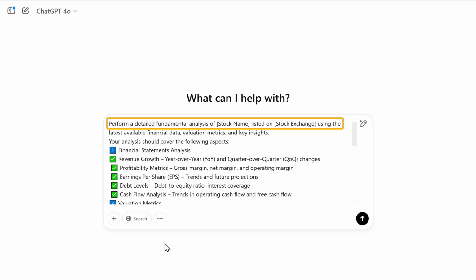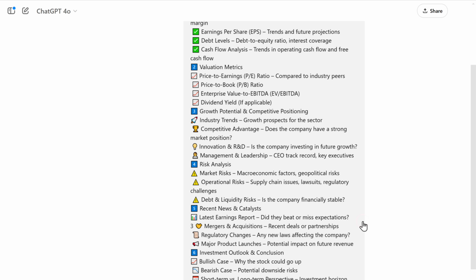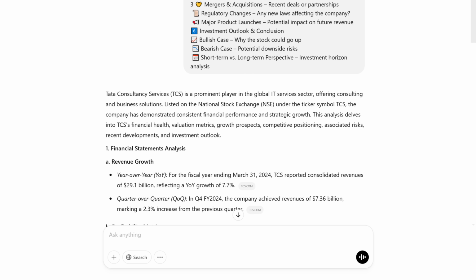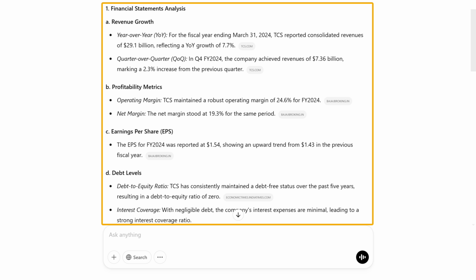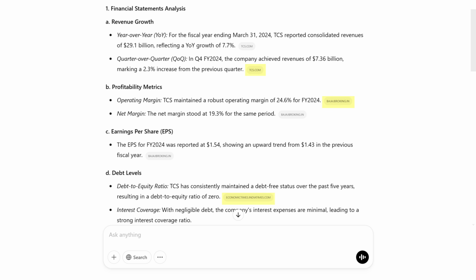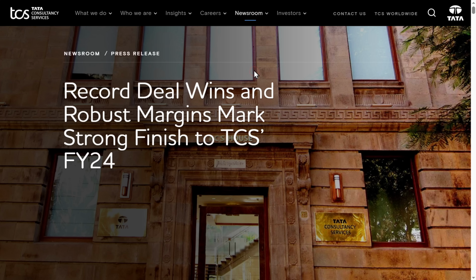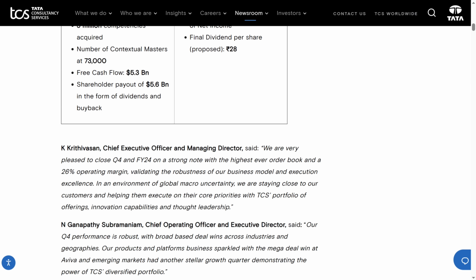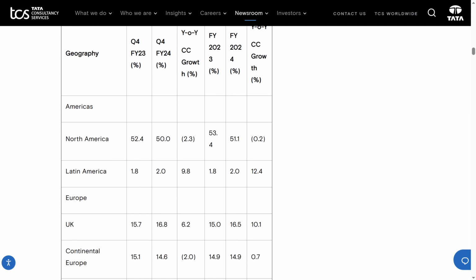Now in the first line of the prompt, you have to mention the name of the stock for which you want to do the analysis. I'll enter TCS and here mention the stock exchange. I'll just type National Stock Exchange or NSE and click send. Here you can see that ChatGPT has given us a report based on these sources, and when we click here, you can see all the websites that ChatGPT has analyzed or read before giving us this output.